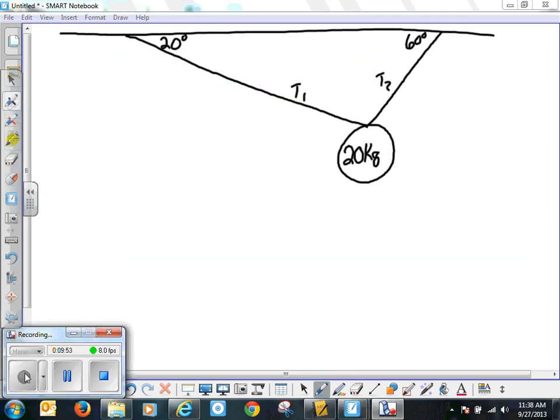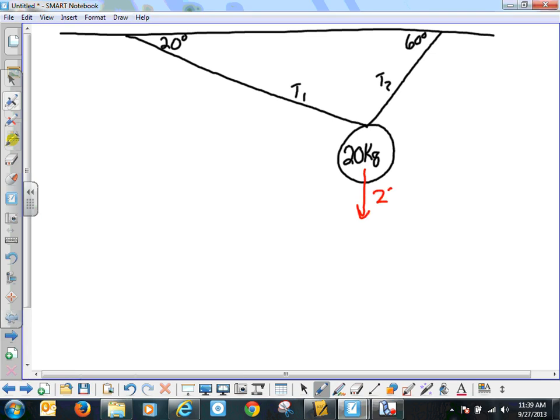Okay, so here's our next problem. We got T1 and T2 at different angles this time. So the first thing you have to recognize is this is not a weight, so I'm going to put that in right now, 200 newtons, because that's what we use when we're dealing with forces. You got to realize here too that this is T2 cosine 60. Do you agree? Usually written the other way.